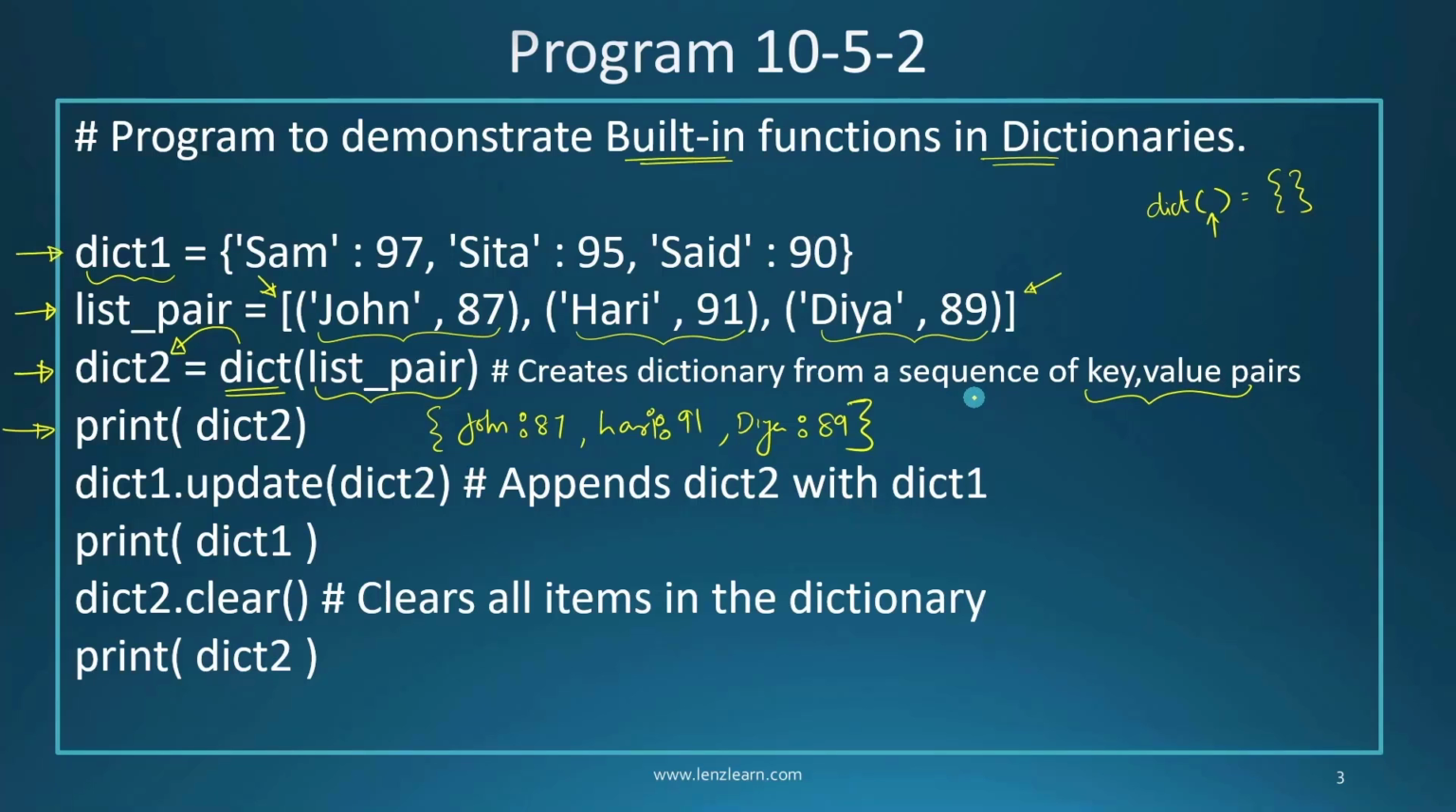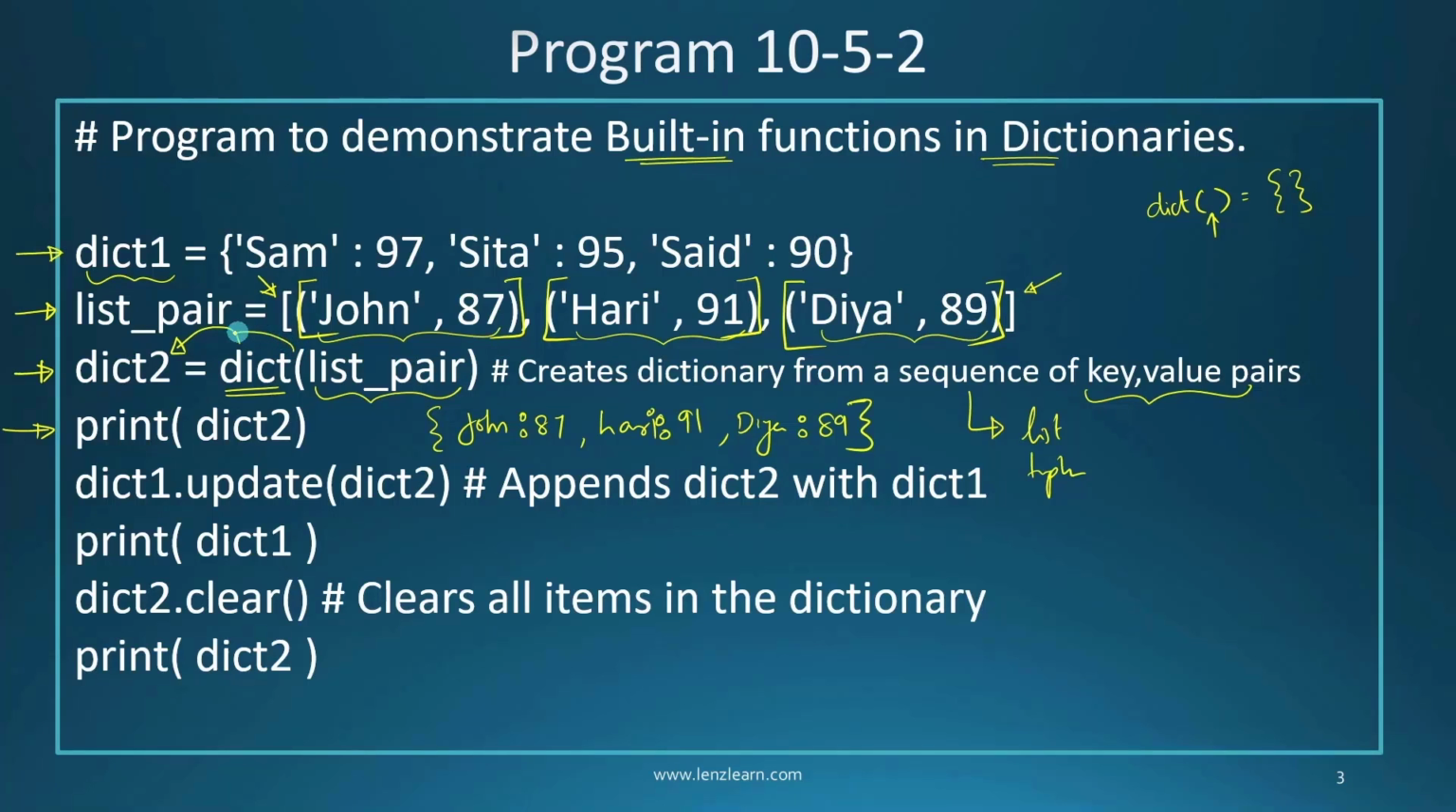So here you should understand any sequence can work over here. Okay, it can be a list, it can be a tuple. Okay, you can change it. So if you want to create a list of lists, it is possible. You can put this John 87 in square brackets, Hari 91 in square brackets, Dia 89 in square brackets. So what happens here is that inside this big list, I have smaller lists with pair values inside. This list also works perfectly. The dict function will readily convert it into a dictionary.